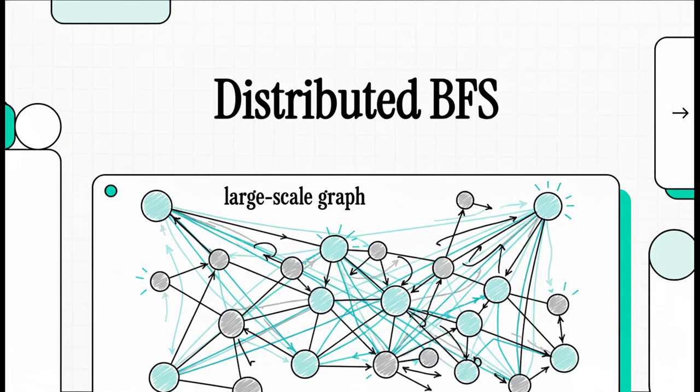All right, today we are diving deep into a really cool topic, distributed breadth first search. This is the powerhouse algorithm that lets us make sense of absolutely gigantic networks.